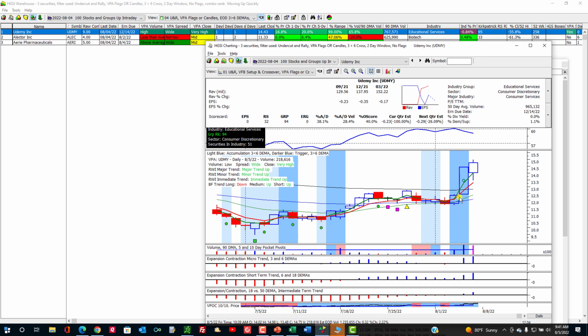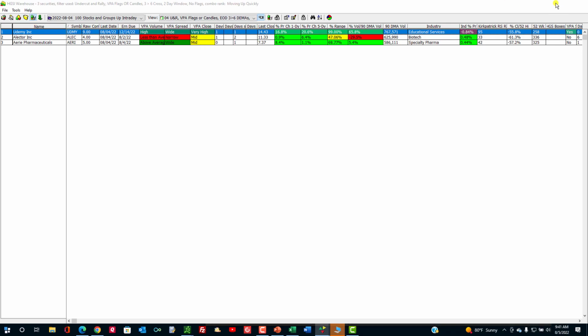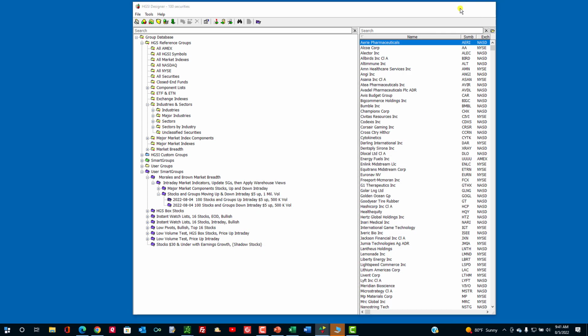And what do we have here? You can see there's no fan in place. That's why it passed this screen. But the crossover happened right here. Follow through yesterday with an effort to rise, and it's moving up again today. Let's go back.